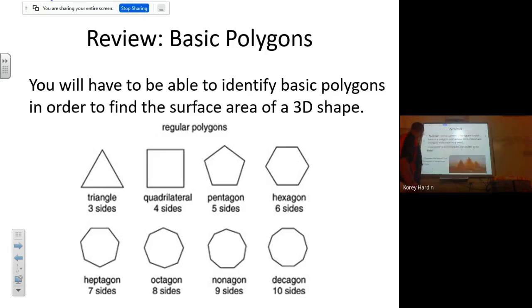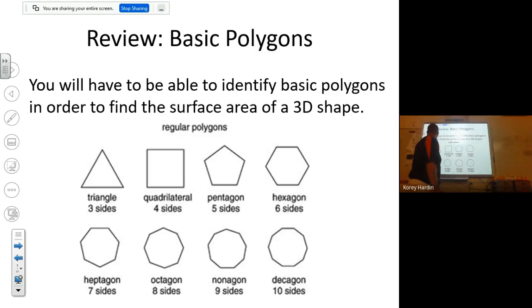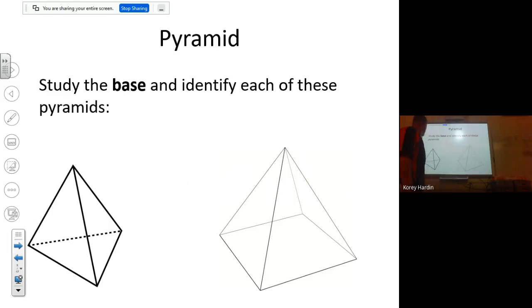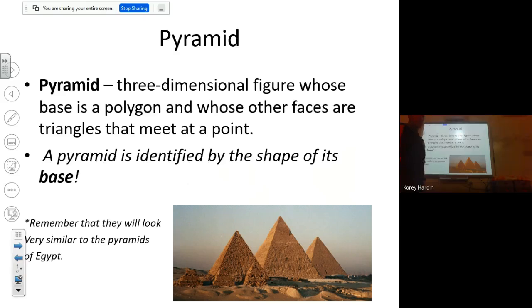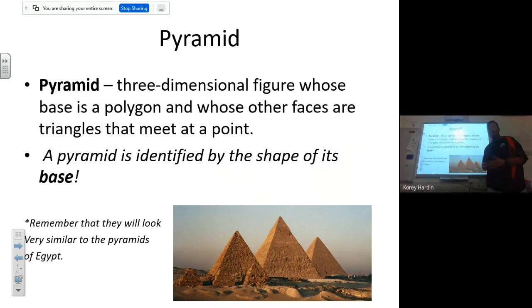So let's talk about the first thing we're really going to look at with these, okay? And there's just so many vocabulary words here. But a pyramid, okay? A pyramid is a three-dimensional figure whose base is a polygon and whose other faces are triangles that meet at a point, okay? The three-dimensional figure whose base is a polygon and whose other faces are triangles that meet at a point, okay?